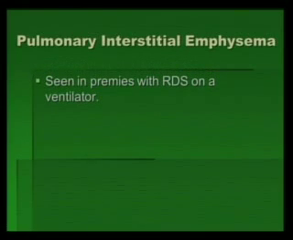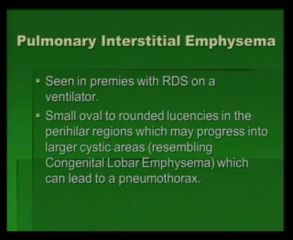Pulmonary interstitial emphysema, any kid that's on ventilation can get it. It's especially common in preemies that have surfactant deficiency disorder. You will get small oval to rounded lucencies in the parahilar regions, which may progress into larger cystic areas that could resemble congenital lobar emphysema, which I'll show you in a minute. And this can, of course, lead to pneumothorax. This is air in the interstitium.